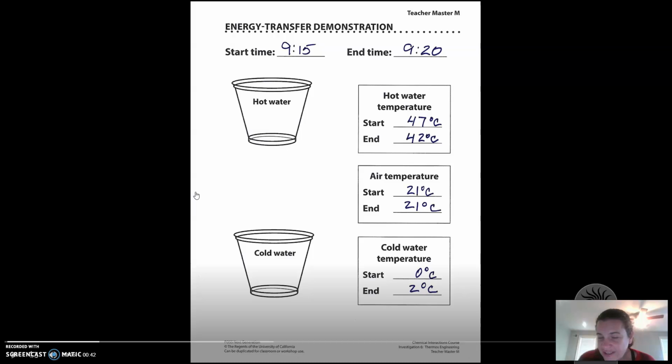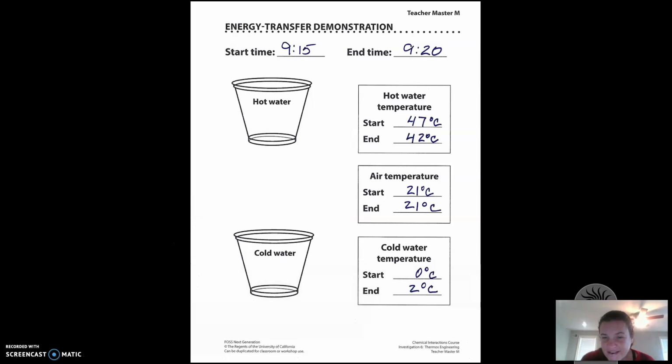The air temperature initially was 21 degrees Celsius, and at the end of the experiment was also 21 degrees Celsius. The cold water began at 0 degrees Celsius, and it ended at 2 degrees Celsius. So there we can see that there is a gain of 2 degrees Celsius. It gained temperature. Now the air temperature here remained steady at 21 degrees Celsius.